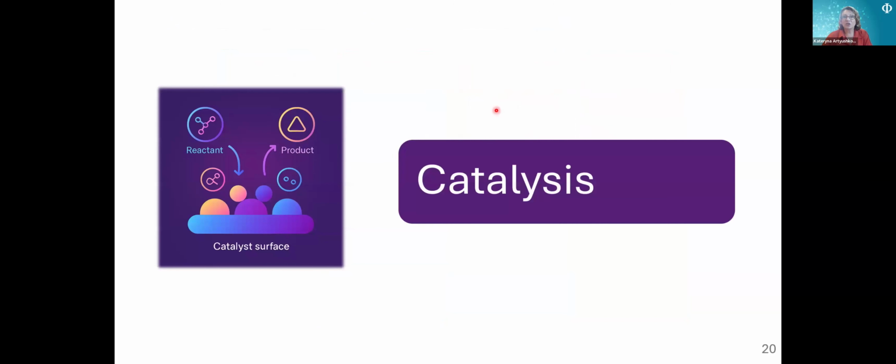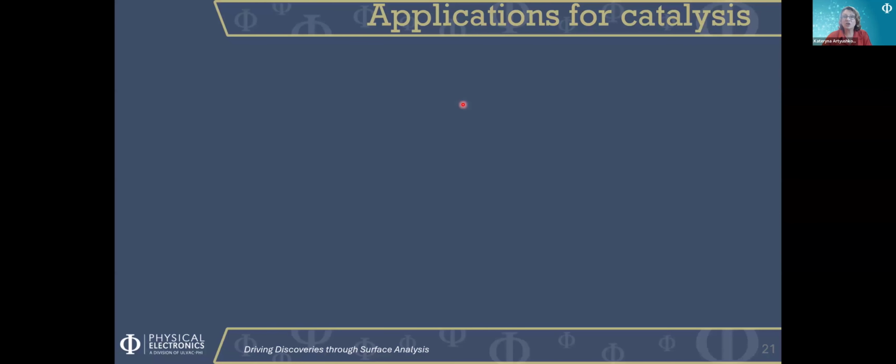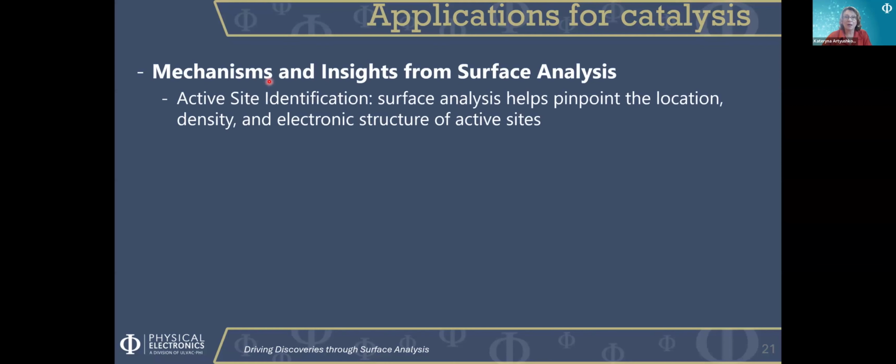So the first section that I would like to discuss, the industry application, is catalysis. In general, how is surface analysis used in catalysis? What information are we interested in? The first is the mechanism of catalysis. Surface analysis helps us identify active sites. They can find how many of those are present, pinpoint their location and density, and the electronic structure of the active site. And that is critical feedback during the creation of your catalyst.